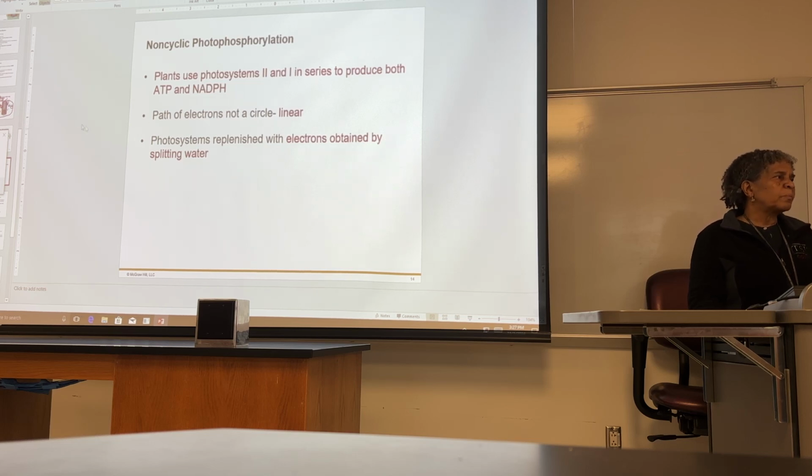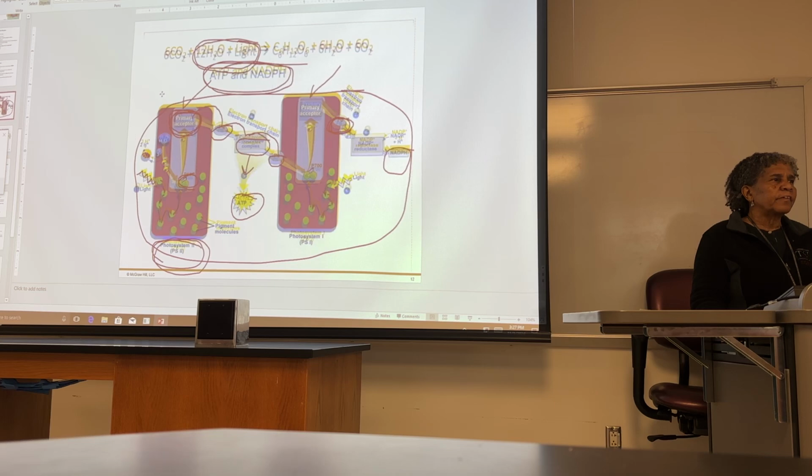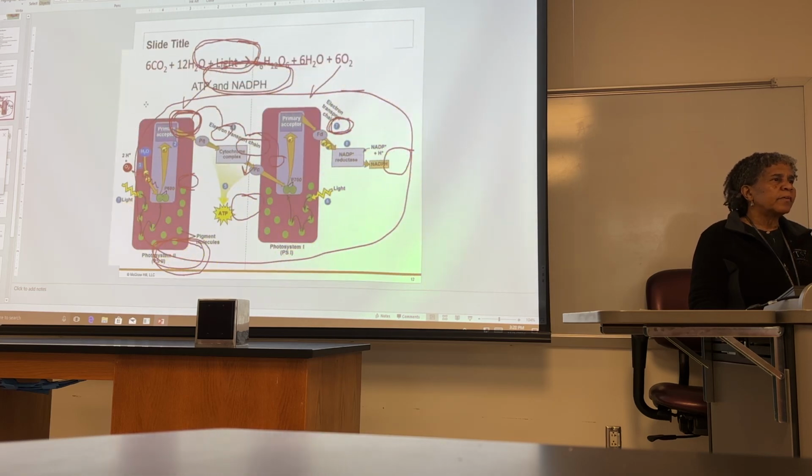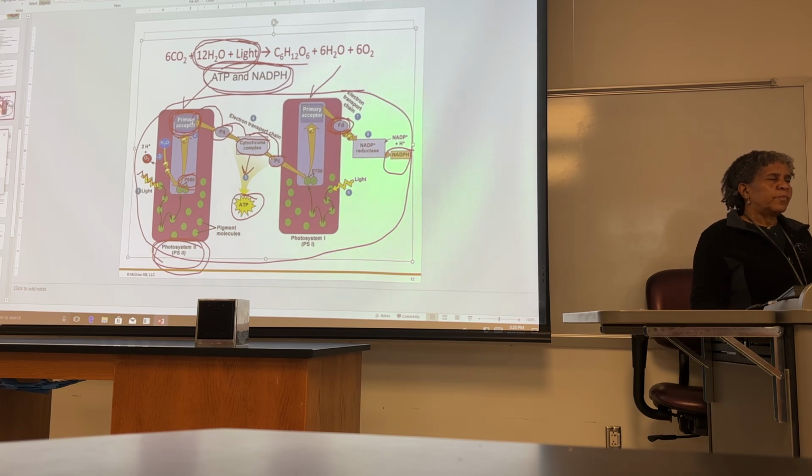There's also a process, I don't think I have anything on there about non-cyclic. There's also a non-cyclic portion of this reaction. This is called linear because it goes straight from here to here. Is there anything behind there? No. Okay. So anyway, this is called linear because it goes in a straight line.